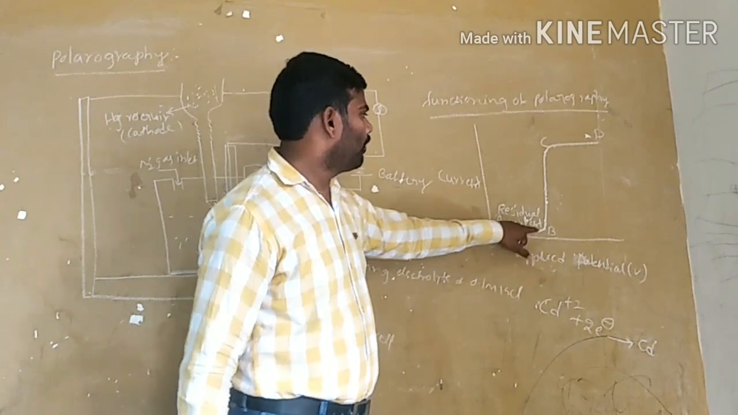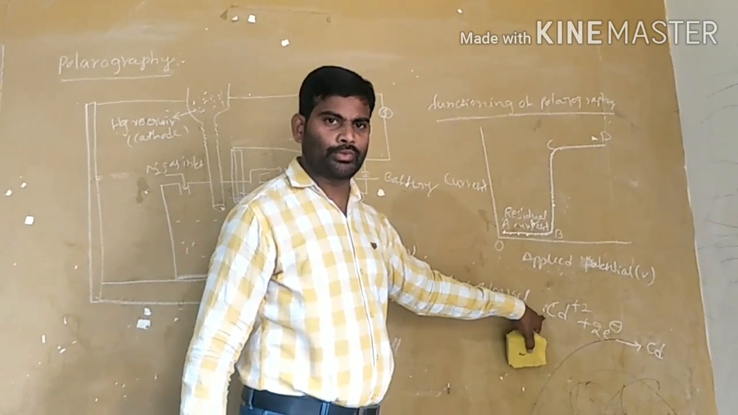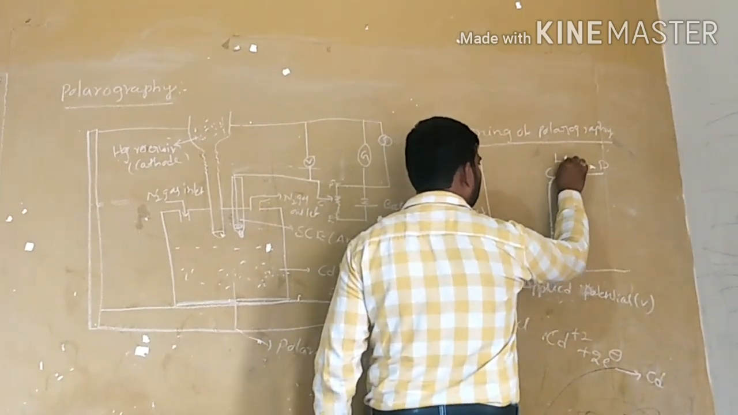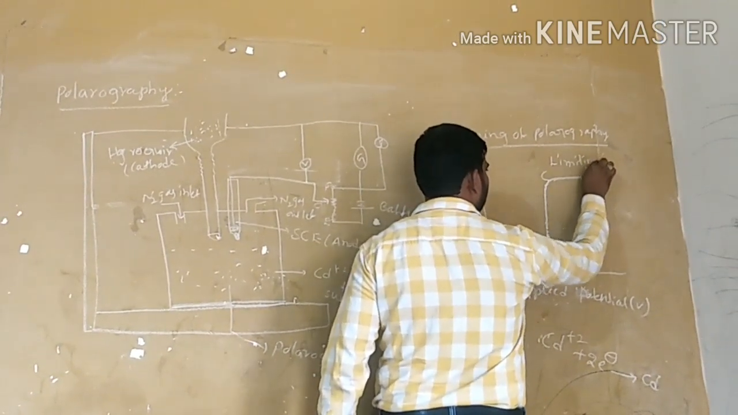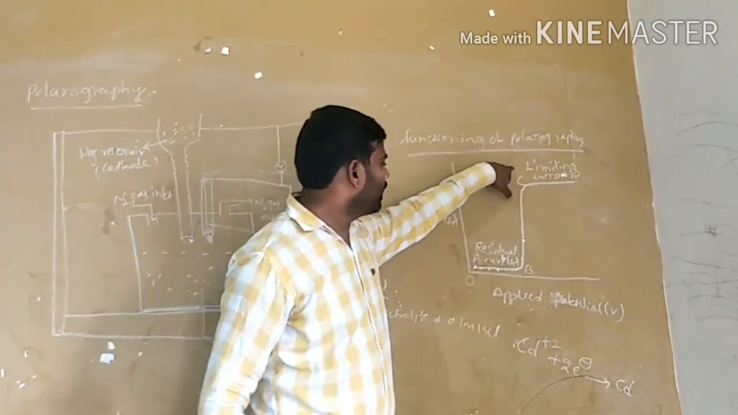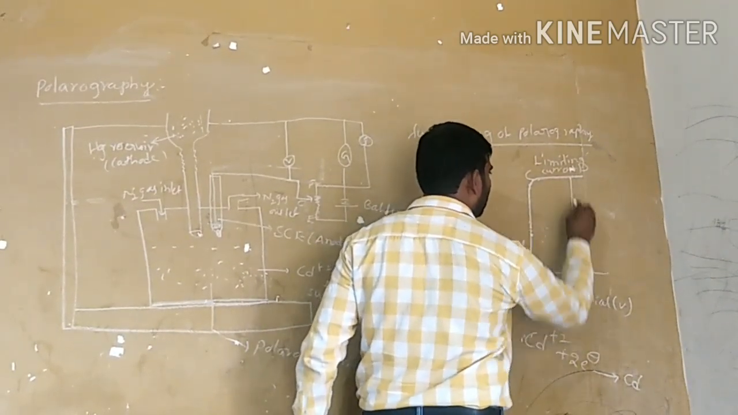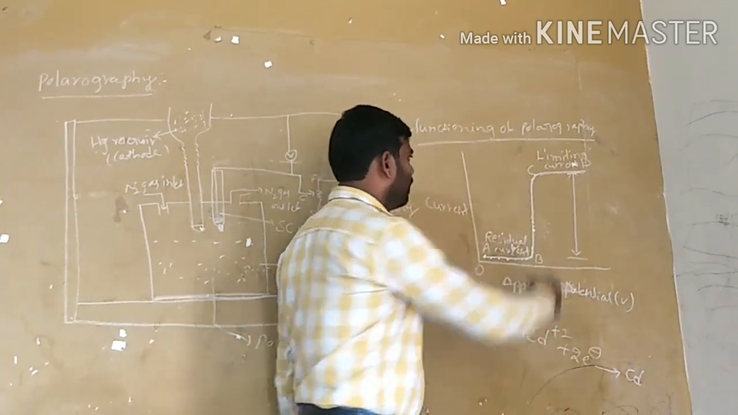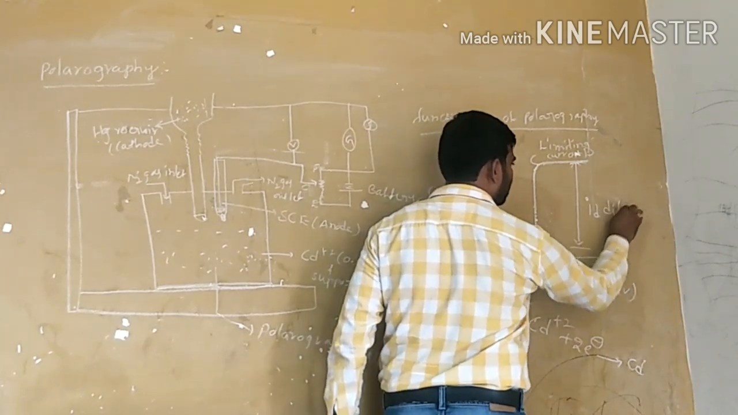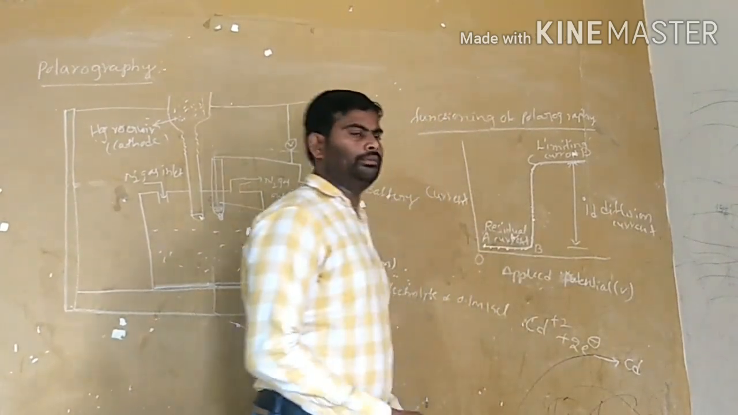Then after that, the flow of current increases by the dissociation of electroactive species, and from C to D there is no further increase of current, and this is called limiting current. The difference between the limiting current and the residual current is called the diffusion current, ID. That is, diffusion current.